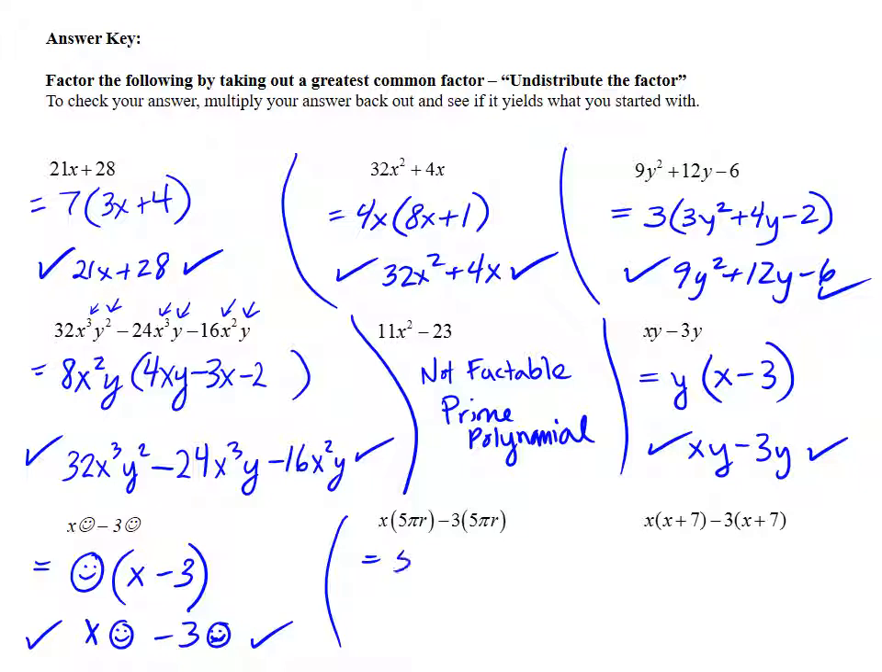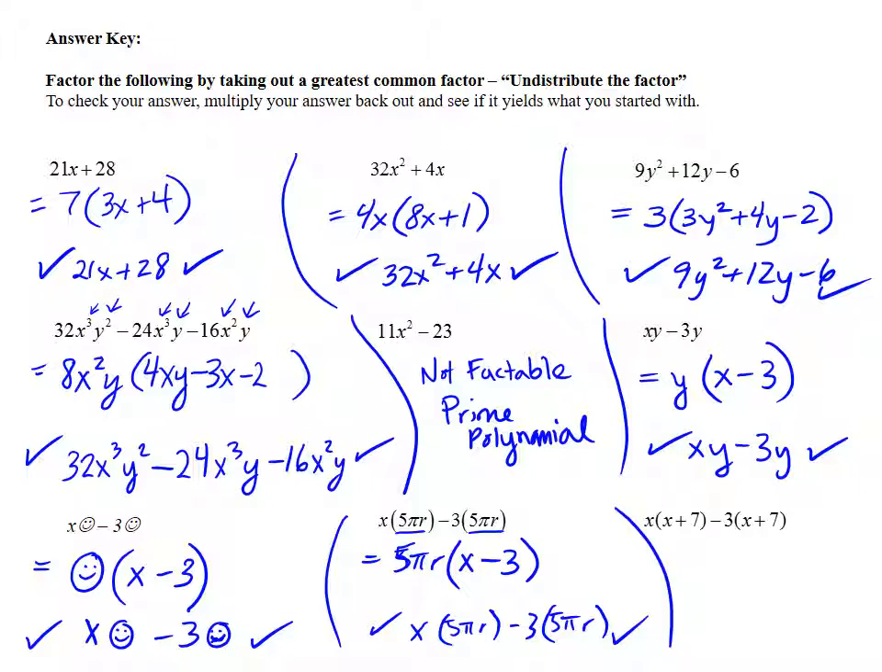Next one. What's common is the 5, pi, and r. Notice that they're both in parentheses to show it off. That's sometimes something that'll come up. So when we take that out, we're going to divide it out and be left with x in the front, and in the second term be left with a minus 3. So again, we can check that x times this stuff, in parentheses, 5 pi r, minus 3 times that same stuff, 5 pi r.